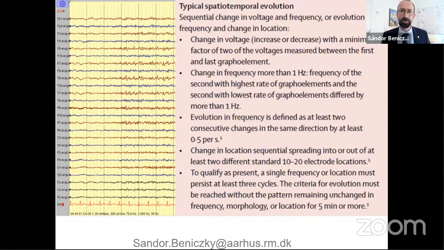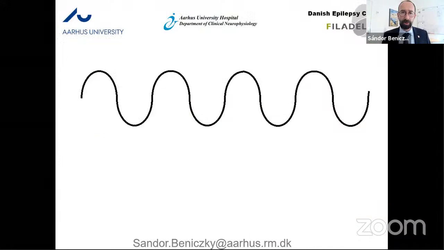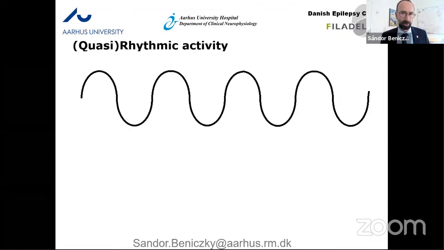And then of course we defined in detail the evolution. Now the other error that we have quite frequently encountered in different places trying to implement the Salzburg criteria was about the rhythmicity. So this is a schematic representation of what we mean. This is rhythmic or quasi-rhythmic activity.